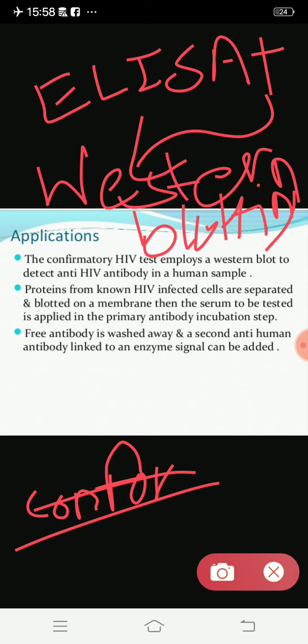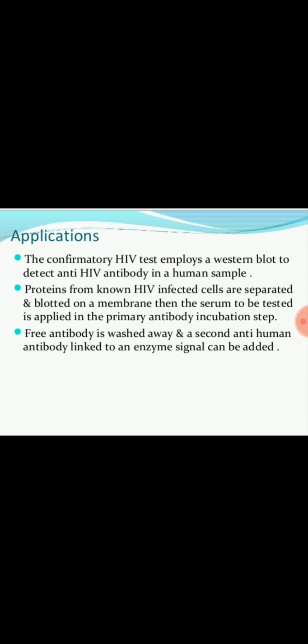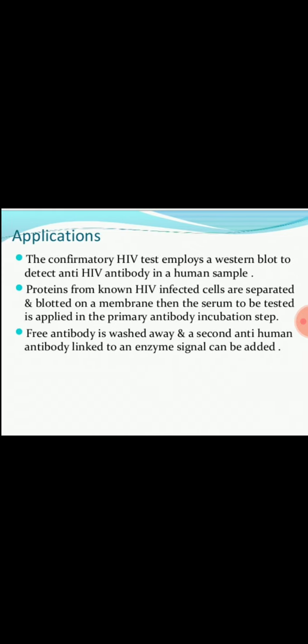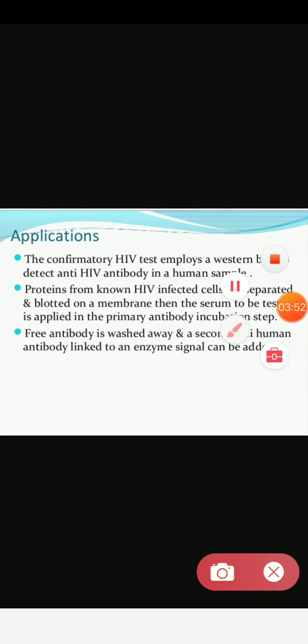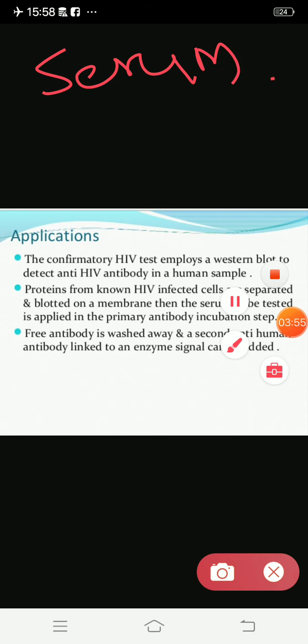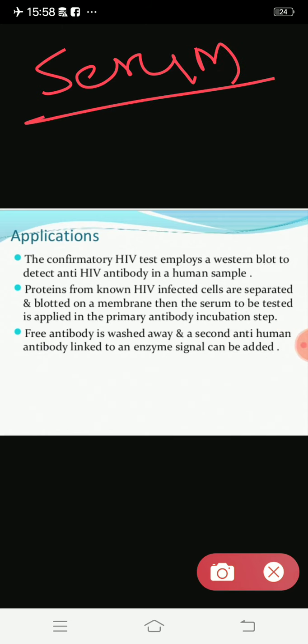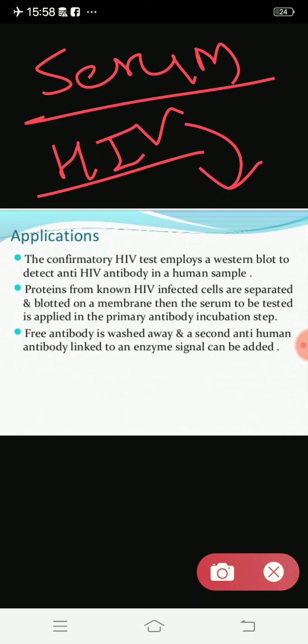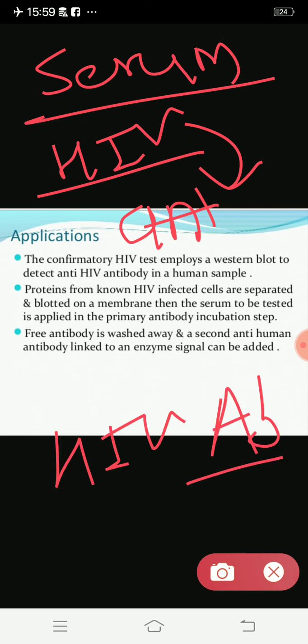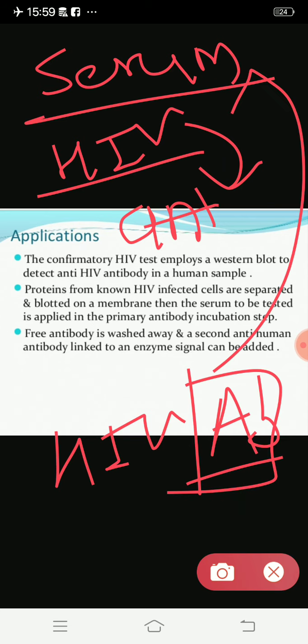What you have to do in this case: for the person who comes to you for HIV detection, you have to take and isolate the serum of that person. In the serum, all antibodies are present. Suppose that person is HIV positive, means the HIV virus is present in his or her body. Then against that HIV virus, your immune system produces anti-HIV antibody, and all types of antibodies are present in the serum.